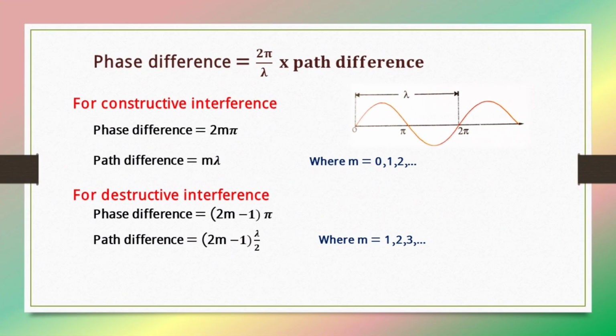There is a relation between phase difference and path difference. Phase difference equal to 2 pi by lambda into path difference. For constructive interference, the phase difference will be 2m pi and the path difference will be m lambda, where m equal to 0, 1, 2, 3, etc. For destructive interference, the phase difference will be (2m minus 1) into pi and the path difference equal to (2m minus 1) into lambda by 2. Here m equal to 1, 2, 3, etc. Here lambda equal to the wavelength of the light.